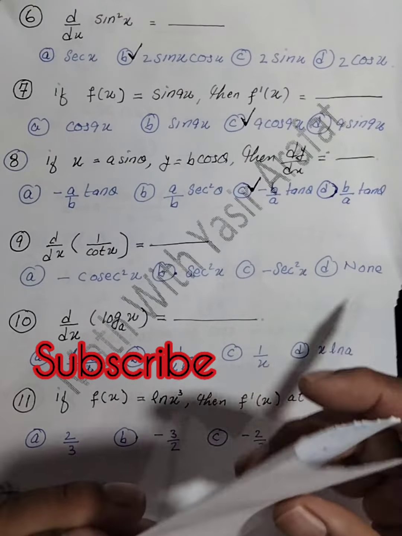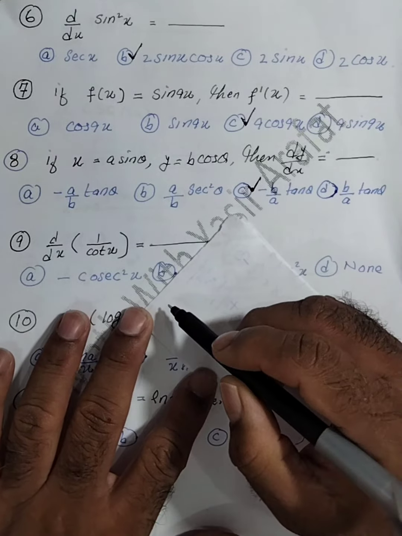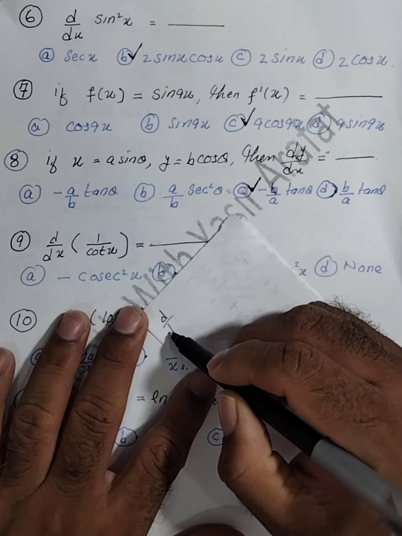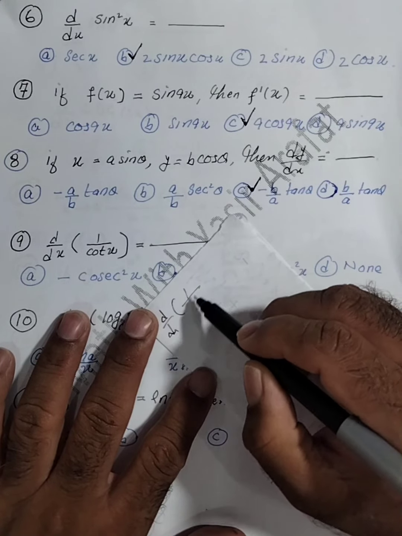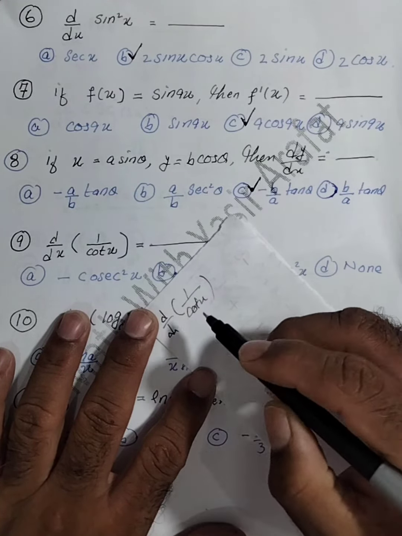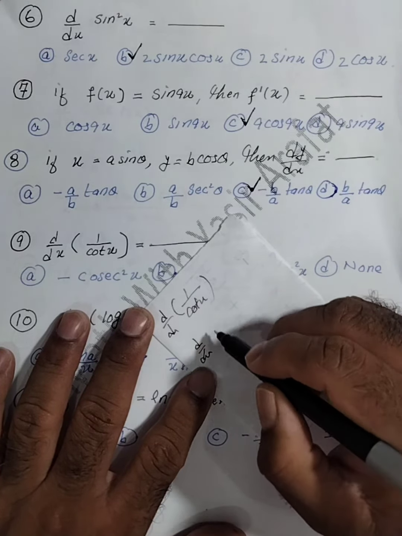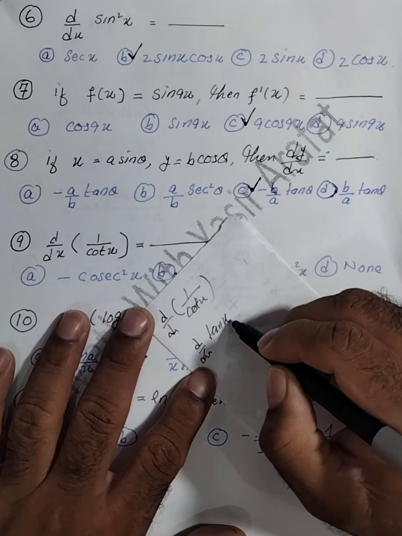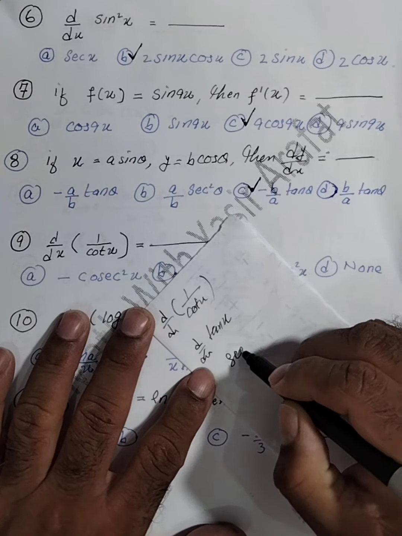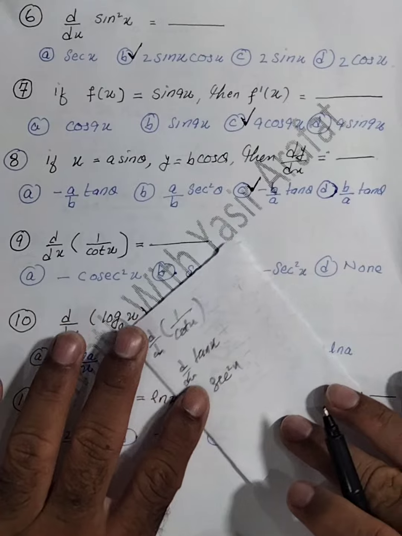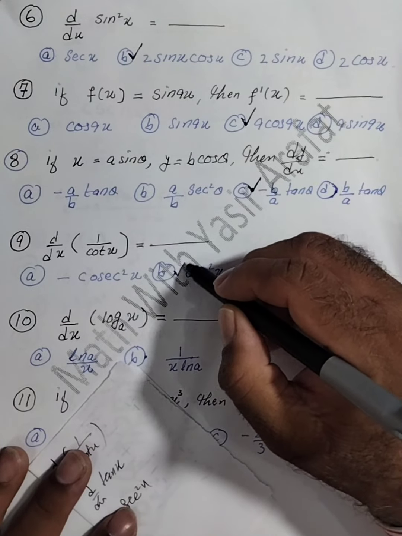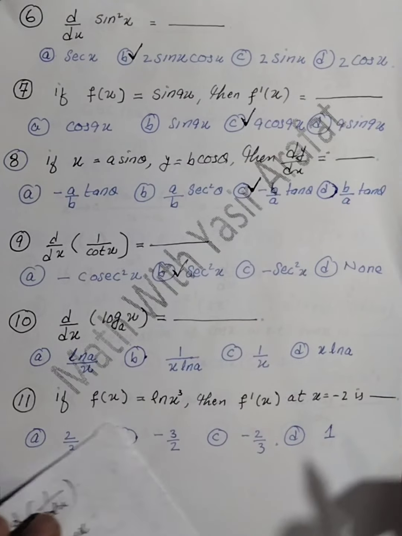That is d over dx, very interesting. D over dx, it is 1 over cot x. So 1 over cot x, first we have to write down its simple form here. That will be tangent x. So the derivative of tangent is sec square x. So the correct option is B of the 9th MCQ here.